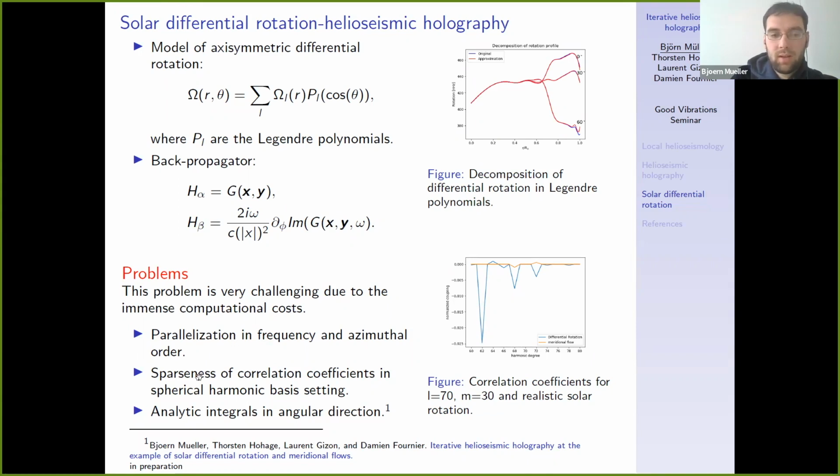It's a big problem, but our correlation coefficients are very sparse if we work in spherical harmonic basis settings. So I've done it here for differential rotation and meridional flows. And you see, every second coefficient is 0 just because of symmetry. But also if you go very far to the right side, very far on the left side, you will see that they are really kind of vanishing. So it becomes sparse. And we have the advantage that we can solve the integrals in angular direction analytically. So it's like we have a 1.5D code to compute the forward problem.